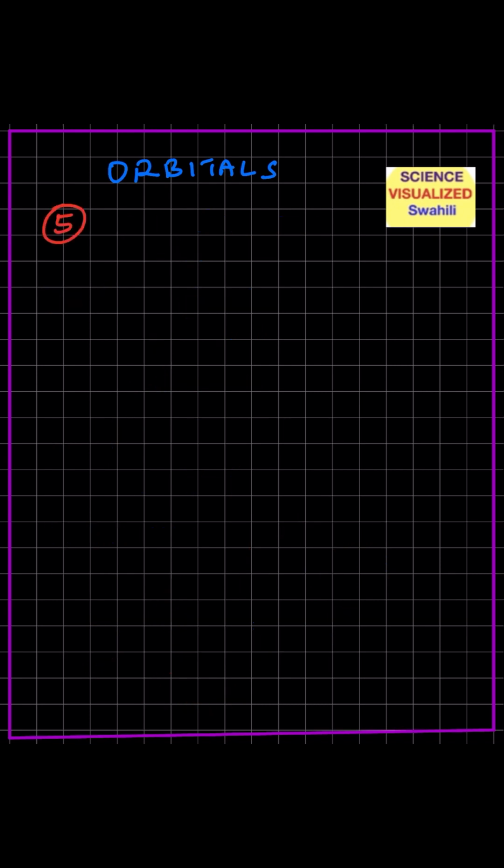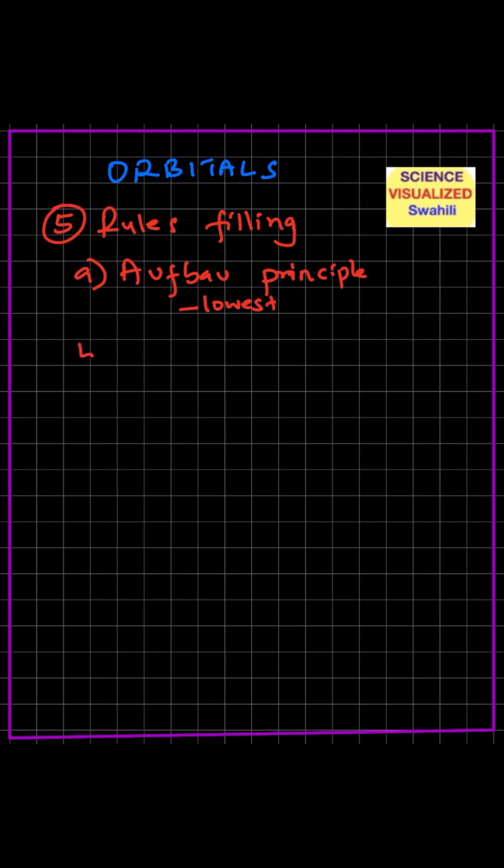Next, we look at the rules for filling electron orbitals. Number 1 is called the Aufbau principle. And this rule says that you start filling the orbitals starting with the lowest energy first. So you start with the lowest energy. Rule number 2 is the Pauli exclusion principle. And this says that you start filling the orbitals in opposite spins. So that will be more stable than parallel spins.